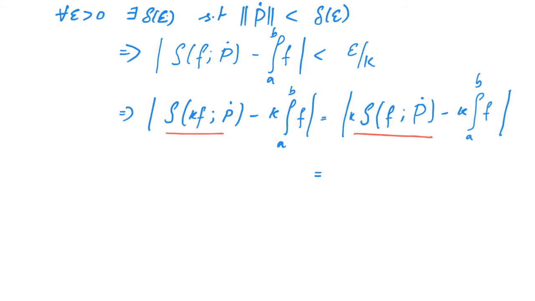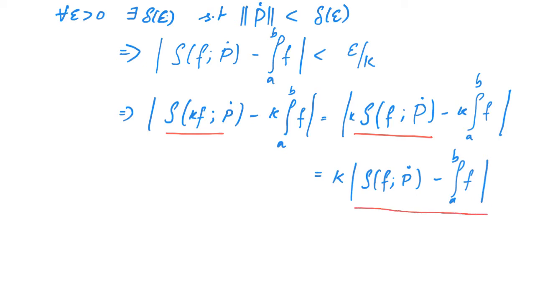Now we can take k common and take it outside the modulus and write it as k times the modulus of S(f; P dot) minus the integral from a to b of f. But we know that if the norm of P dot is less than delta of epsilon, then this quantity is less than epsilon by k, which implies that this is less than or equal to k times epsilon by k, which is equal to epsilon. And that completes the proof.